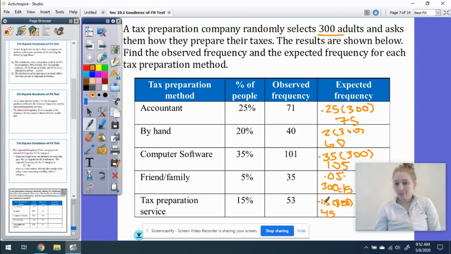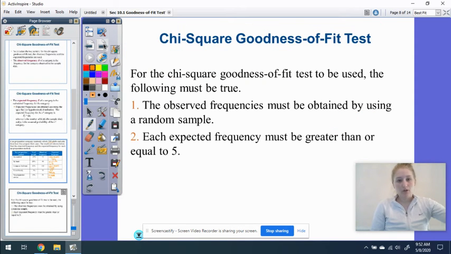Now that we have that, a couple of other things I want you to keep in mind. In order for this to work, we have to have the observed frequency obtained by using a random sample. And each of the expected frequencies has to be greater than or equal to 5, okay? Those are the two keys that we need in order for this test to be valid.